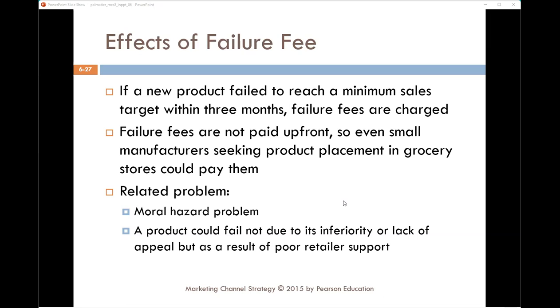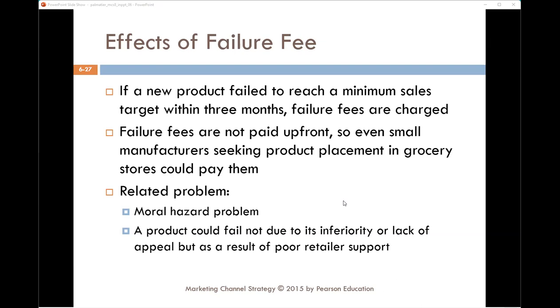So this is the way a failure fee works. I've got a new product, I'm a new company, and I need to be in a certain shelf area. And so they go to Rouse's and they say, we will guarantee that you will sell 1,000 units in, let's say, 3 months. So in those 3 months, if you don't hit 1,000 units sold in all your stores, you can charge a failure fee. It can be anywhere up to 25% of the original purchase cost. Now, failure fees are not up front. They don't have to pay them right away. But the advantage to a manufacturer is that you can roll the dice and hopefully be able to make a success.